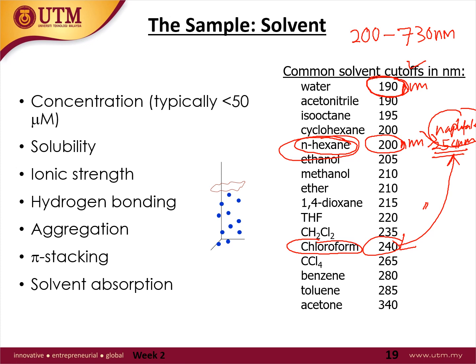Okay, if you use toluene, of course cannot. Acetone lagi tak boleh. Okay, because it will absorb everything. That's why in research or in any analysis, we stick with water, methanol. Sometimes we have to use hexane, and sometimes we have to use acetonitrile. Okay, it's really rare to use acetone. It's really rare to use toluene because of the interference in terms of absorption.